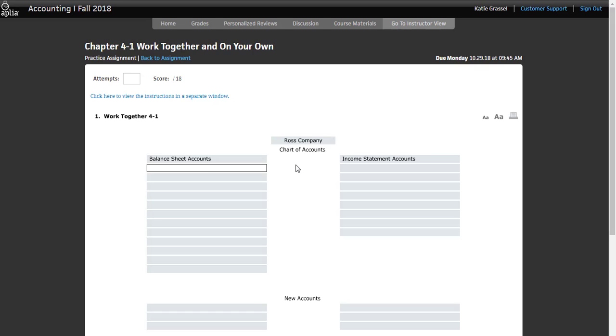Now, what I'm going to do next is I'm going to do all of my balance sheet accounts. I'm not going to go back and forth. I'm going to stick right here on the left-hand side. So, balance sheet accounts. First, we have to put our classification headings down of assets, liabilities, owner's equity. So I'm going to go ahead and put assets.